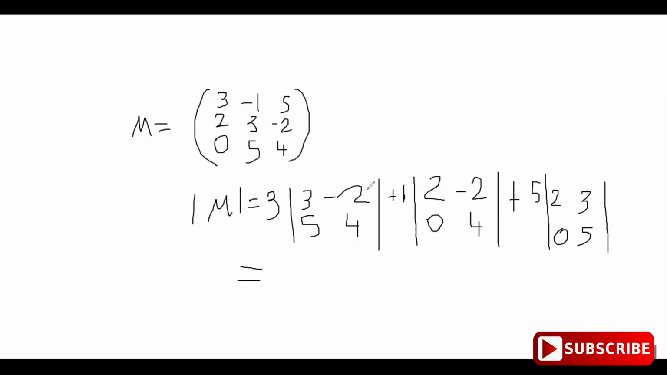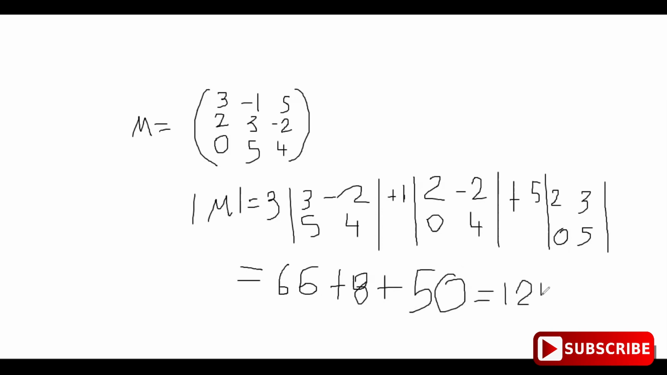So this part works out to be 12 plus 10, so that's 22, times 3 is 66. Then we have 4 times 2 is 8, minus 0, so we have plus 8, then we have 74. Then we have 10 times 5 is 50. So that's 74 plus 50 is 124.